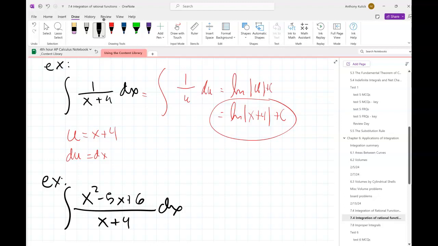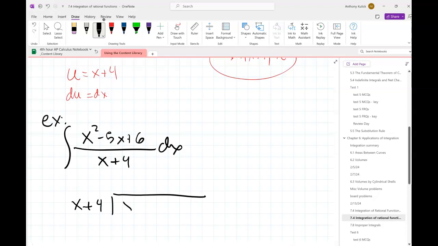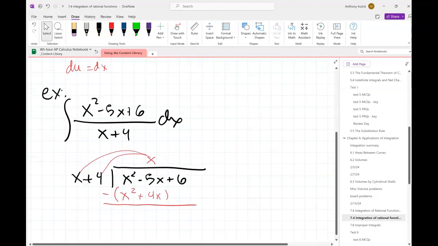Now you could check to see if you can factor and reduce, but that doesn't reduce here. So what we'll do is we're going to do some polynomial division. You could do synthetic division in this case. Does synthetic division work in every single case? No, it does not.